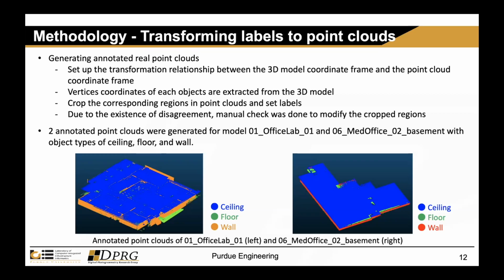Although annotated real point clouds provide closer characteristics to the ground truth, it's still a time-consuming process. To reduce the complexity while not losing too much accuracy, 3 object classes were used in the annotation, which are the ceiling, floor, and wall, as they make up the most portion of the structural objects in the model. And 2 annotated point clouds were generated for model 01 and the basement of model 06.